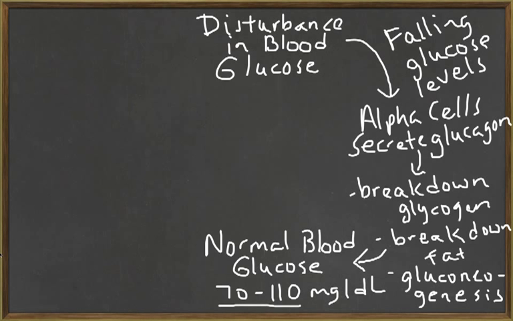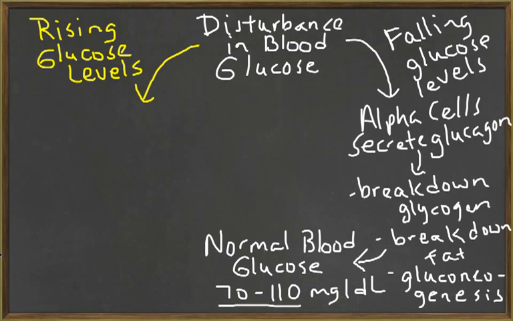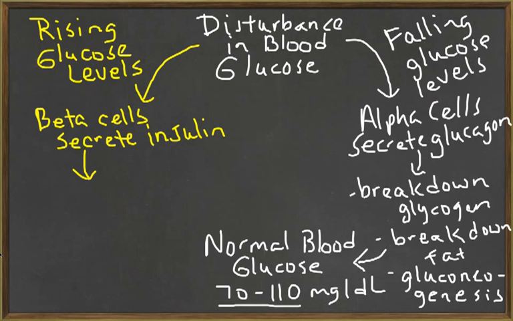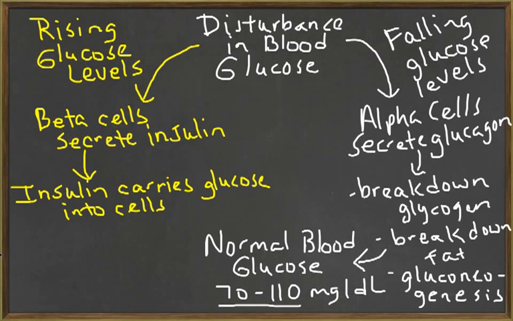Let's say that we have the exact opposite situation occurring, where instead of having falling glucose levels, we now have increased glucose levels or rising blood glucose levels. When this happens, the beta cells in the pancreas will secrete insulin. Insulin has many functions. It will increase the rate of glucose transport into the target cells. So in other words, insulin carries glucose into cells. By carrying the glucose into the cells, we get it out of the blood.